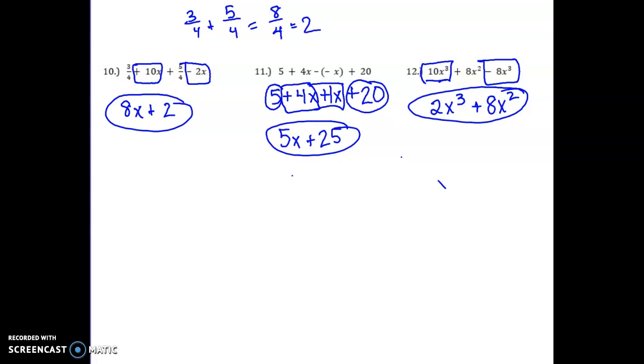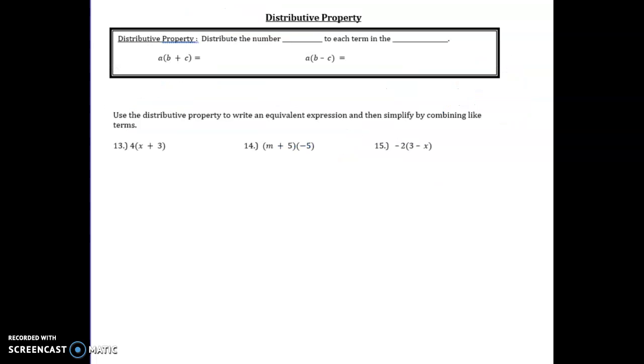Okay, so that was combining like terms. We're going to move on to the distributive property, but I'm actually going to do that in the next video. So I'm going to pause right now, and you can watch the next video.